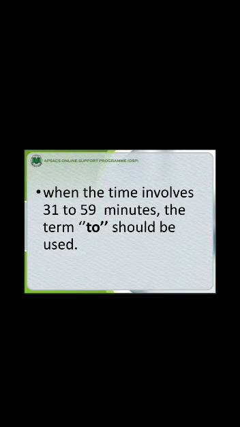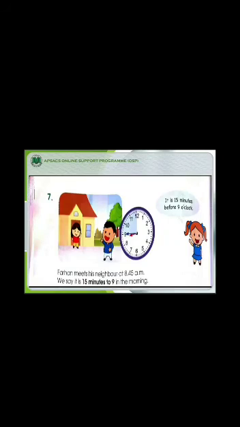When the time involves 31 to 59 minutes, the term to should be used. Remember students, when the time involves 31 to 59 minutes, the term to should be used. Farhan meets his neighbor at 8:45 a.m. We say it is 15 minutes to 9 in the morning.